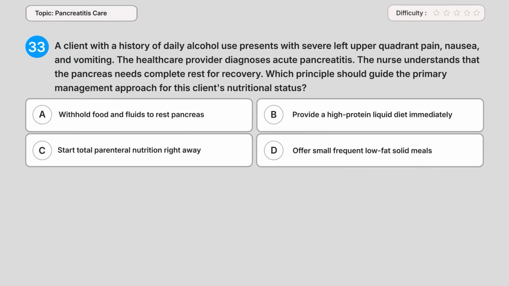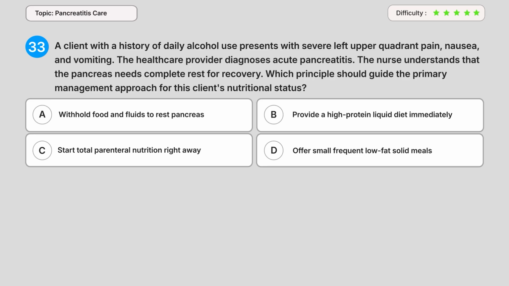33. A client with a history of daily alcohol use presents with severe left upper quadrant pain, nausea, and vomiting. The healthcare provider diagnoses acute pancreatitis. The nurse understands that the pancreas needs complete rest for recovery. Which principles should guide the primary management approach for this client's nutritional status?